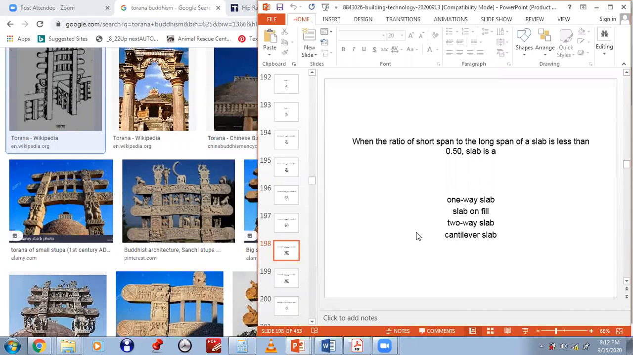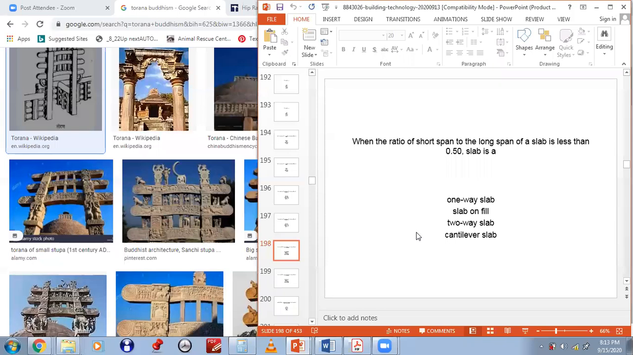If it's a one-way slab, which way is the reinforcement done? On which side? The longer side or the shorter side? On the shorter side. Did you search that and tell me? No, I was just thinking about the reinforcement, so it's on the shorter side, right? So how do you explain that?